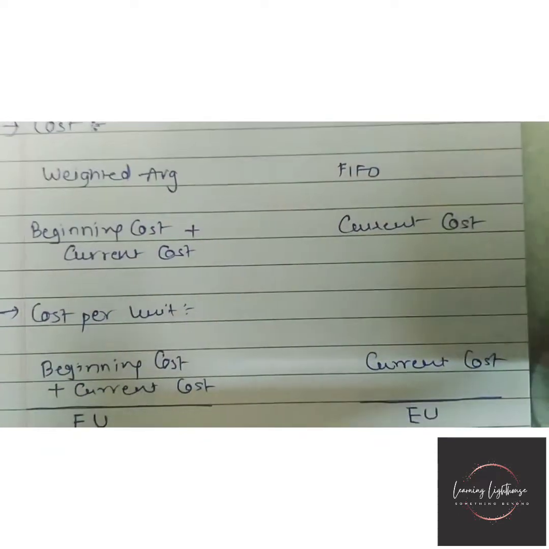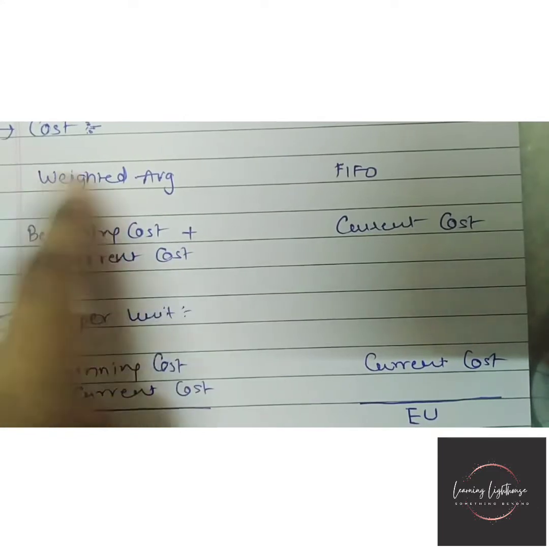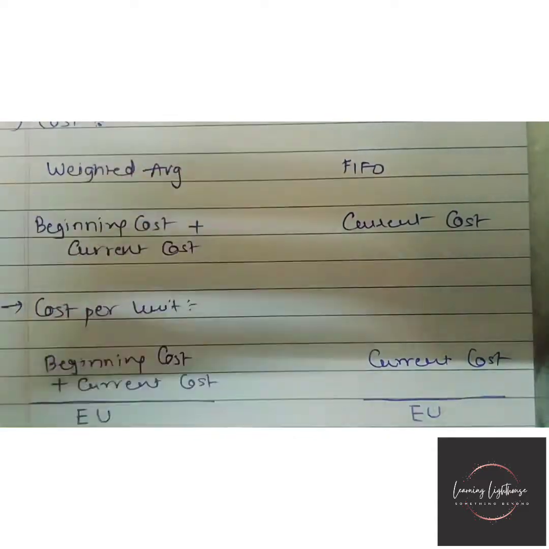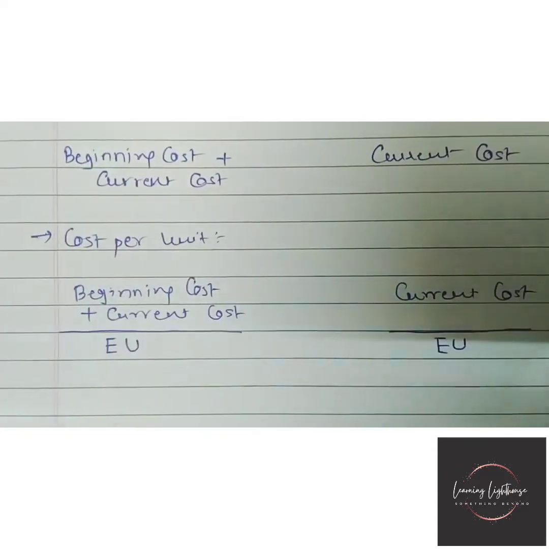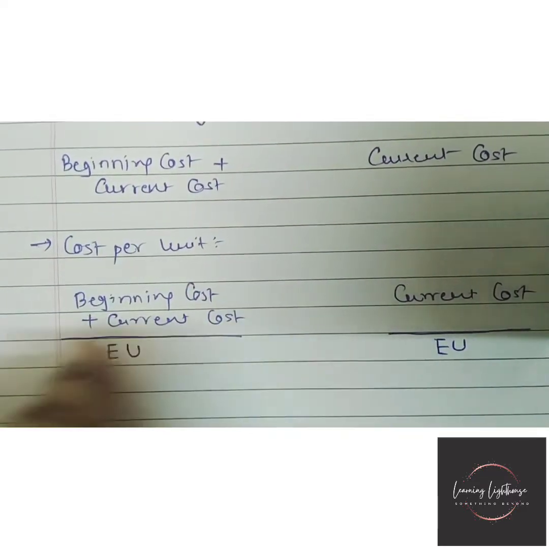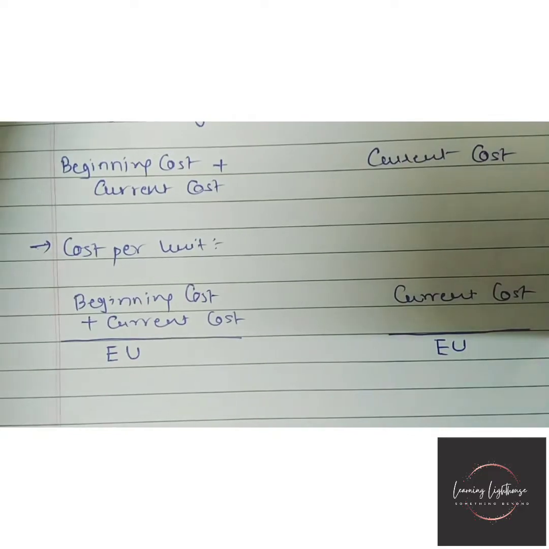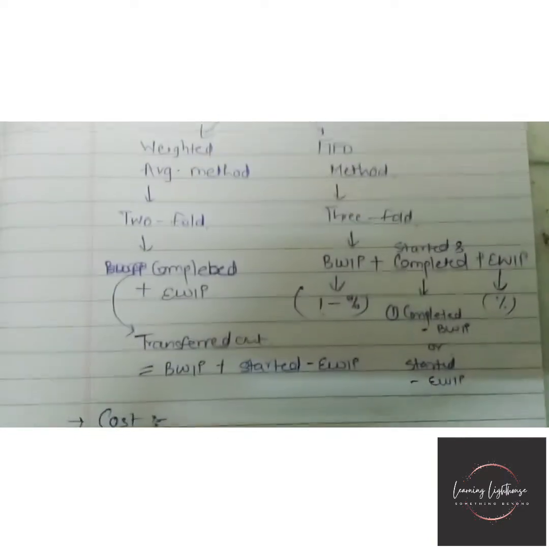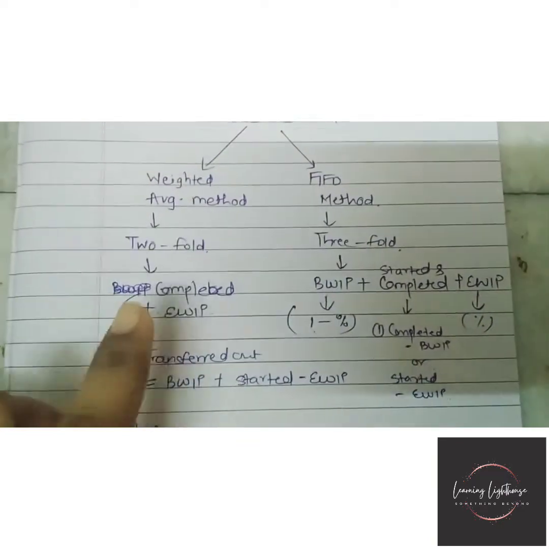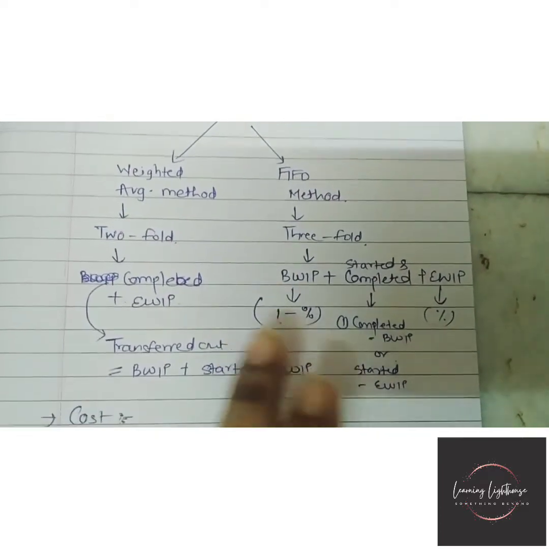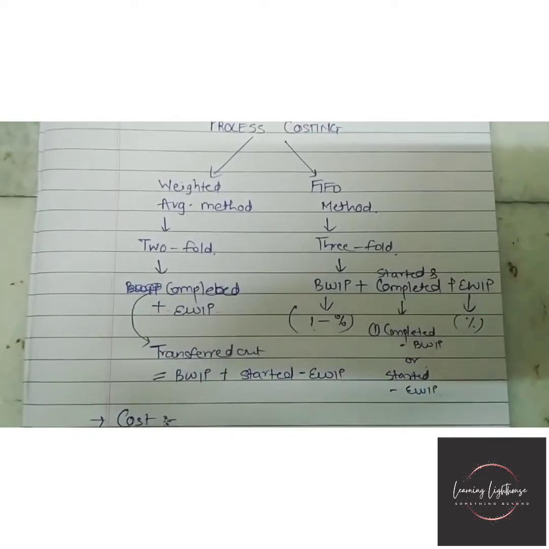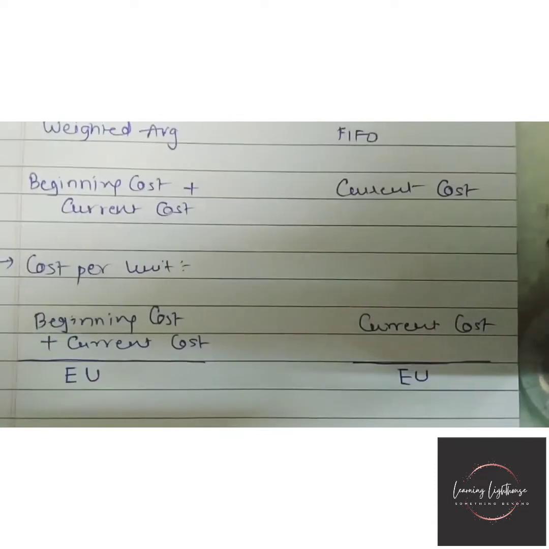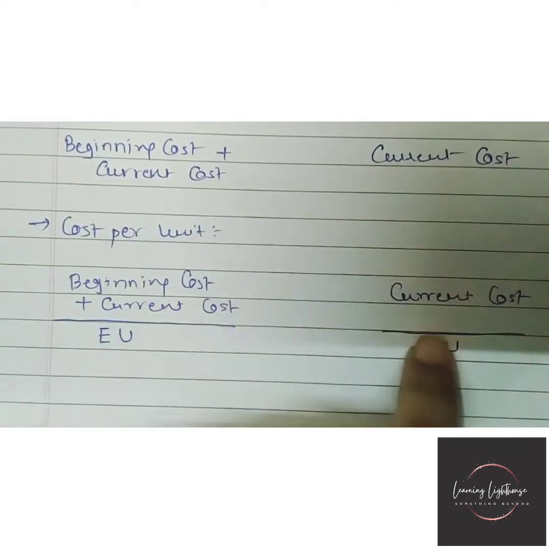So always remember, the cost under the weighted average considers both prior period, which is beginning cost, and current cost, whereas under FIFO we are going to talk only about the current cost. Cost per unit is nothing but beginning cost plus current cost divided by EU. What is EU? The equivalent units that we found in the flowchart. In the twofold weighted average method, completed plus EWIP is our EU, and in the FIFO method, beginning WIP plus started and completed plus ending WIP is our EU, which is equivalent units. Once you divide, you will find the cost per unit for both methods.